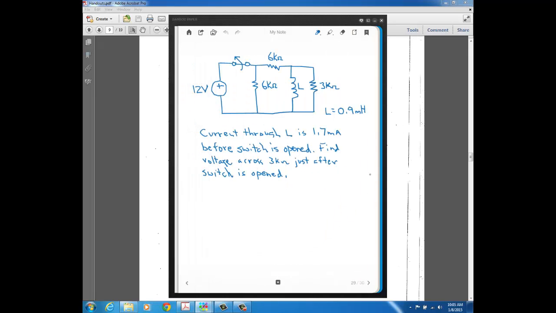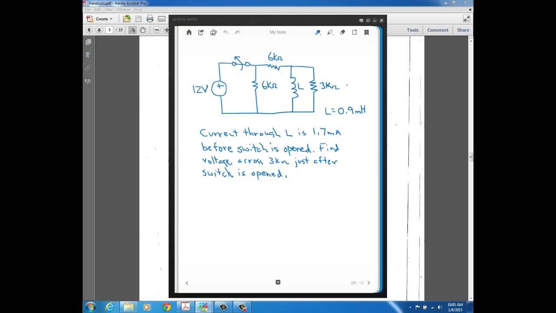Okay, here's a problem where we have an inductor and the switch is closed before t equal to 0, and then at t equal to 0 the switch opens, and we're told that the current through the inductor is 1.7 milliamps before the switch is open. So again, you're assuming here that you have steady state before the switch changes. So you see that 1.7 milliamps, that's the steady state current through the inductor before the switch changes from a short to an open. And in this problem we want to find what the voltage across this resistor is just after the switch is open.